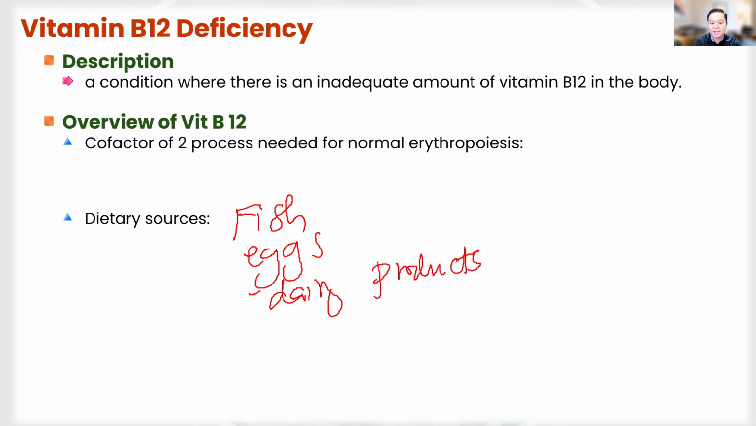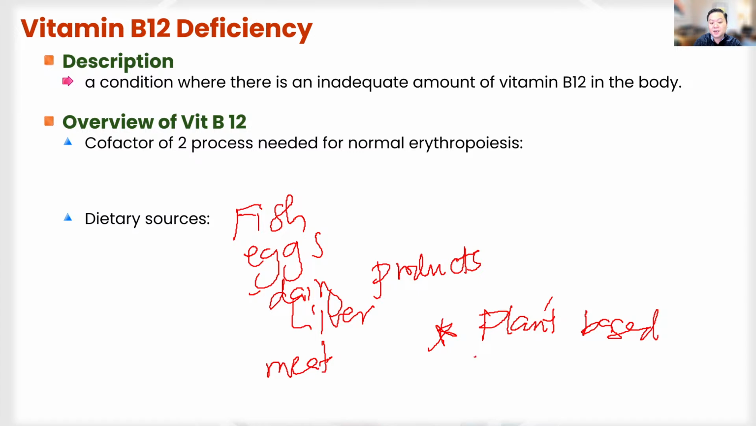Okay, and liver would be another great source, and also meat. Okay, so when we are talking about the other sources, let's say plant-based foods, they do not naturally contain the vitamin B12 unless they are fortified. So please take note of that. Plant-based food sources are not going to be reliable sources of the vitamin B12.